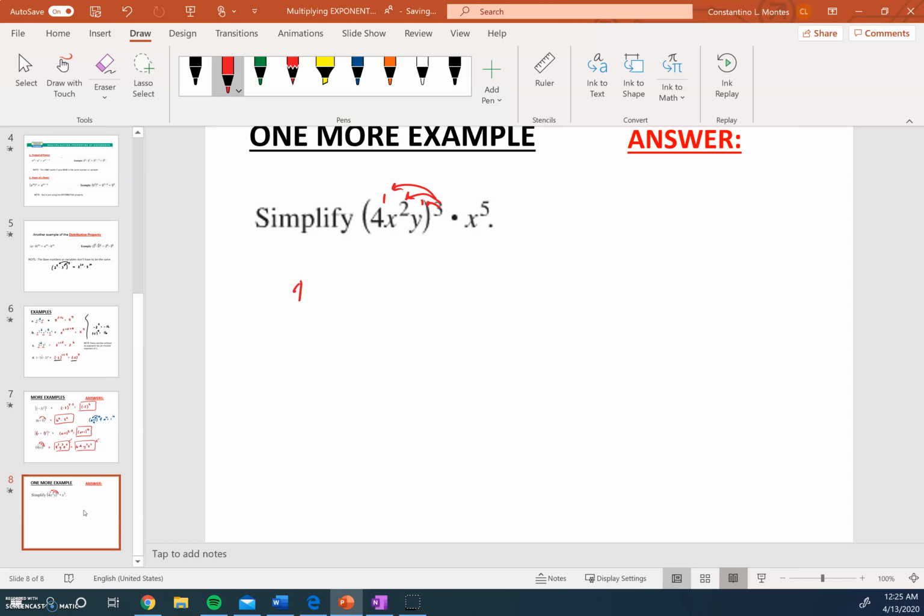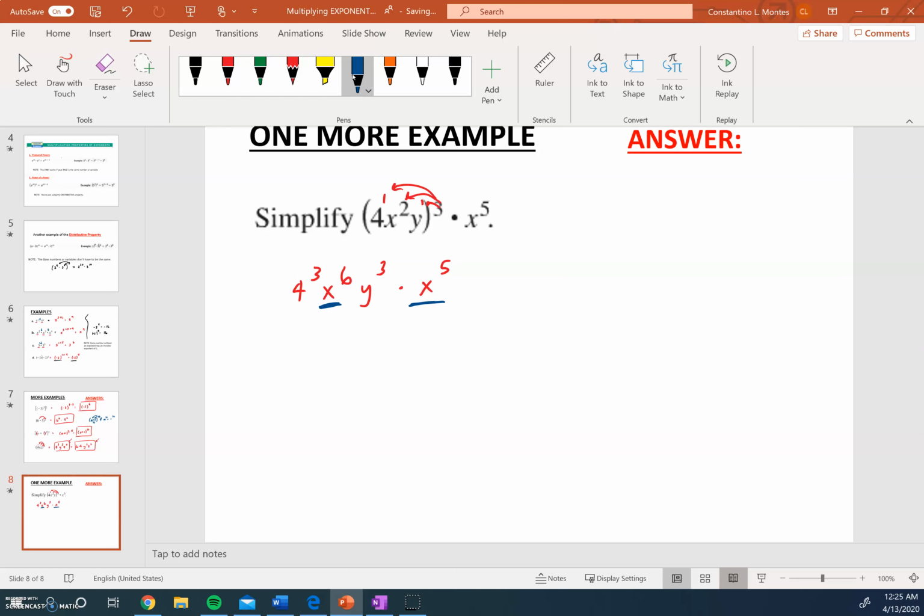So this will be 4 to the power of 3. X to the power of 3 times 2, which is 6. And then we have y to the power of 3. And then we have times x to the power of 5. Now, what we need to notice here is I got x to the power of 6 and x to the power of 5, and I have multiplication separating all those pieces there.